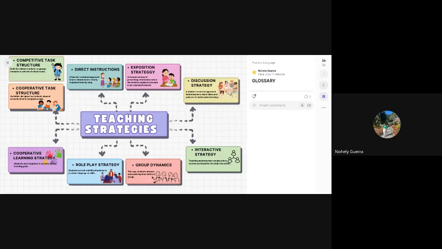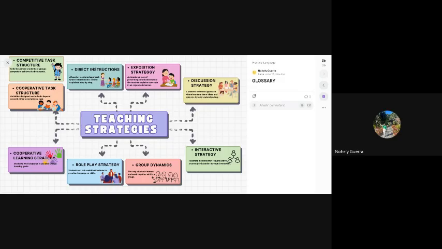Then we move to more student-centered approaches, which is a discussion strategy. It allows students to share their opinions and ideas, helping them develop critical thinking skills. Then we have interactive strategy, which focuses on participation. So in this strategy, students learn by interacting with the teacher and with each other, making the class more dynamic.